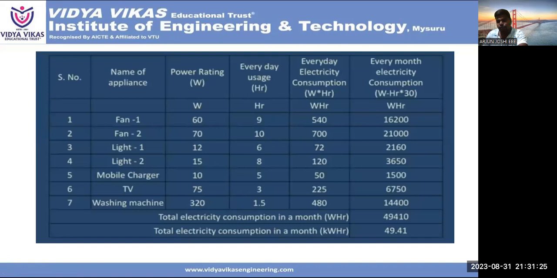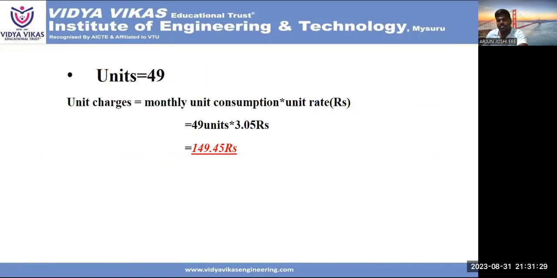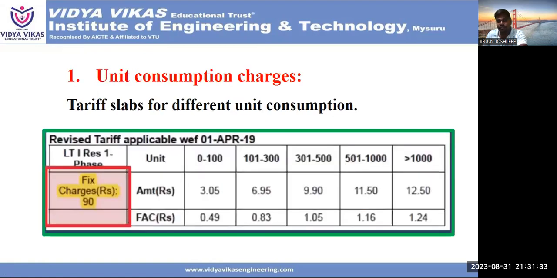Okay, 49.41 units. That is the unit consumption, 49 units. This is going to come under this slab. What are those slabs? First, let's understand this table. What is this table? Very simple. Revised tariff applicable. You can neglect that date.